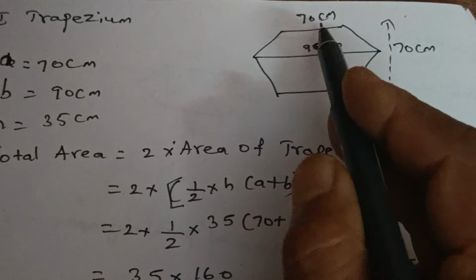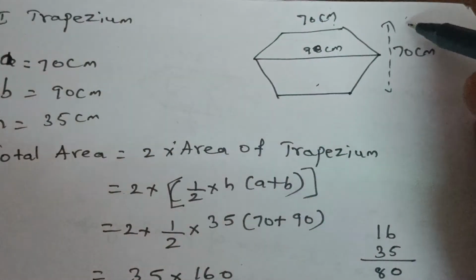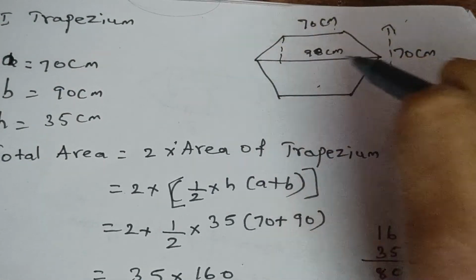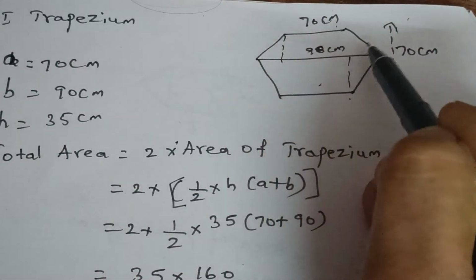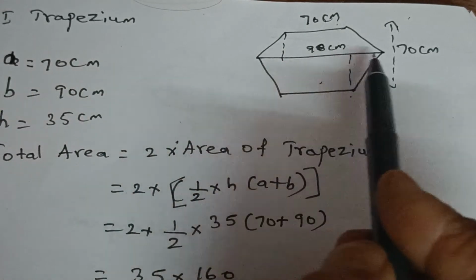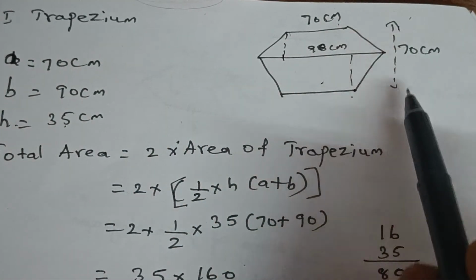The parallel sides are 70 centimeter and 90 centimeter, and the total height is 70. So this becomes 35 and this becomes 35. The height of both trapeziums is equal. So we'll take a is 70 centimeter, b is 90 centimeter, and height h is 35, half of the full height.